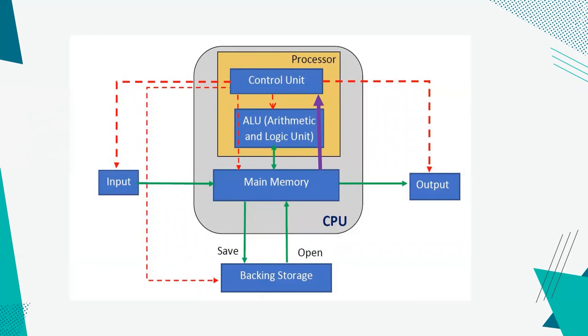Here you can see the basic architecture of a computer. In here, you can see the main four components, which are input, backing storage, output, and the CPU. By the red dotted lines, you can see the signal flow. The green arrows show the data and information flow, while the purple arrow shows the instruction flow. As you can see, the control unit gives signal flows to all the other components. The input devices, output devices, and the backing storage devices are called the peripheral devices. So, this is the basic computer architecture, as you can see.